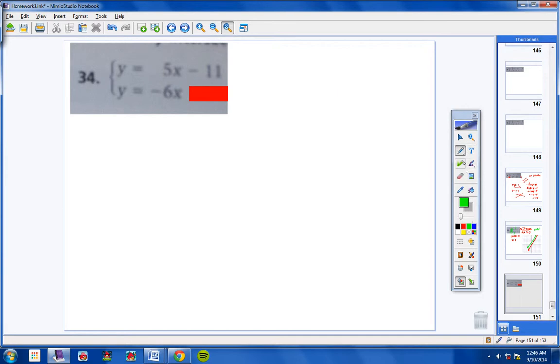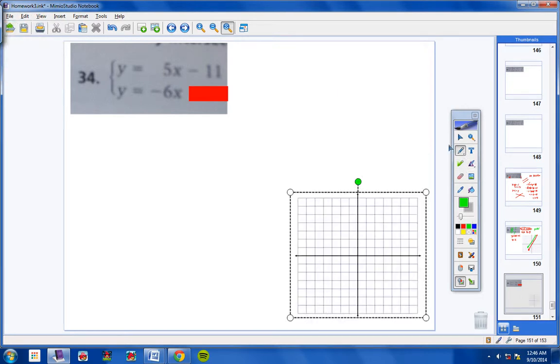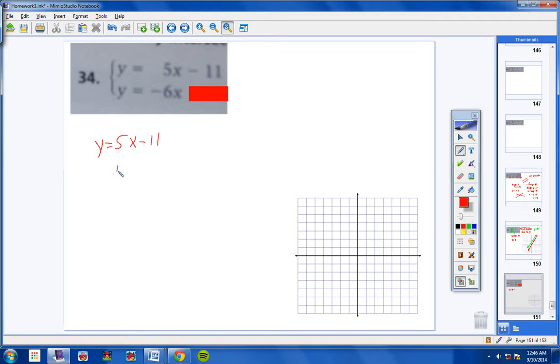All right, let's take a look at number 34. Very quickly here, let's get us a coordinate plane. There we go. And then let's take our first equation here. Y equals 5x minus 11. And I'm going to put a 1 in for x. 5 times 1 is 5, minus 11 is negative 6. So one ordered pair is I put in a 1 and I got out negative 6. Now let's put a 2 in for x and let's see what happens here. Y equals 5 times 2 minus 11. 10 minus 11 is negative 1. So when I put a 2 in, I got out a negative 1.